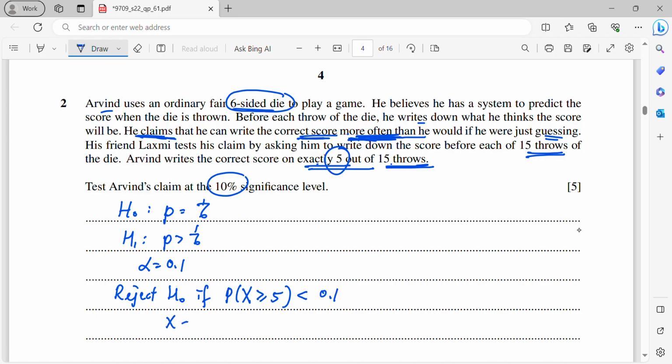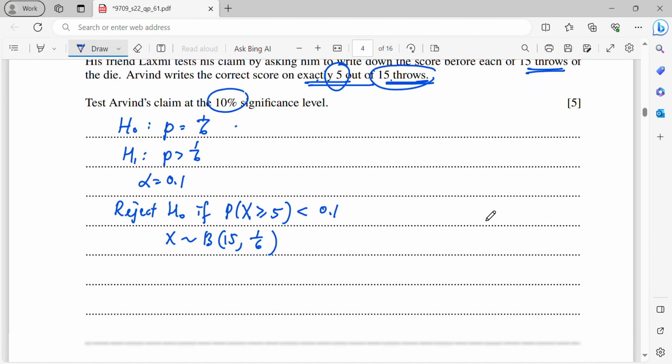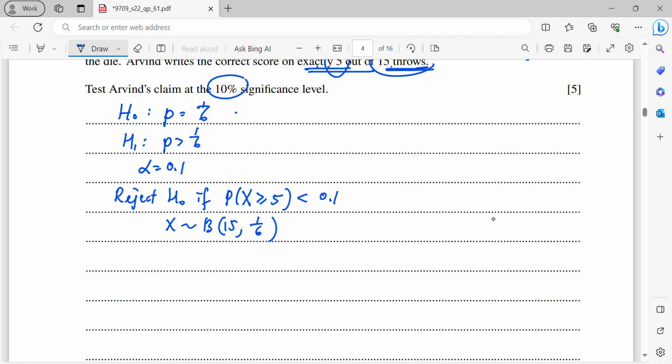So now our calculation is using the binomial distribution. It is thrown 15 times. The probability of guessing correctly for each number is 1 over 6, because it is a 6-sided fair dice. So now I need to count the probability of getting X at least 5, when the dice is thrown 15 times. It's not practical to count P(X = 5) until 15.